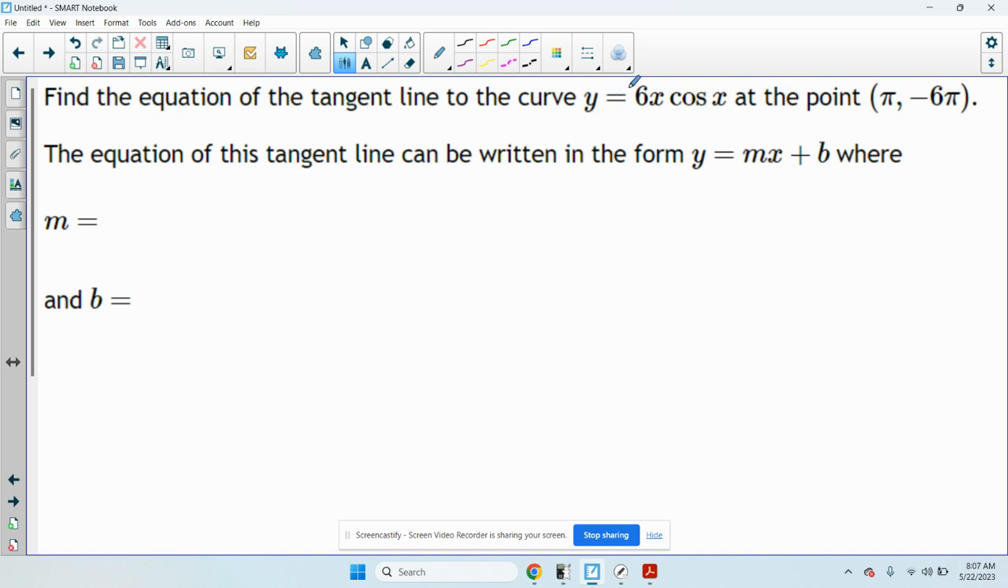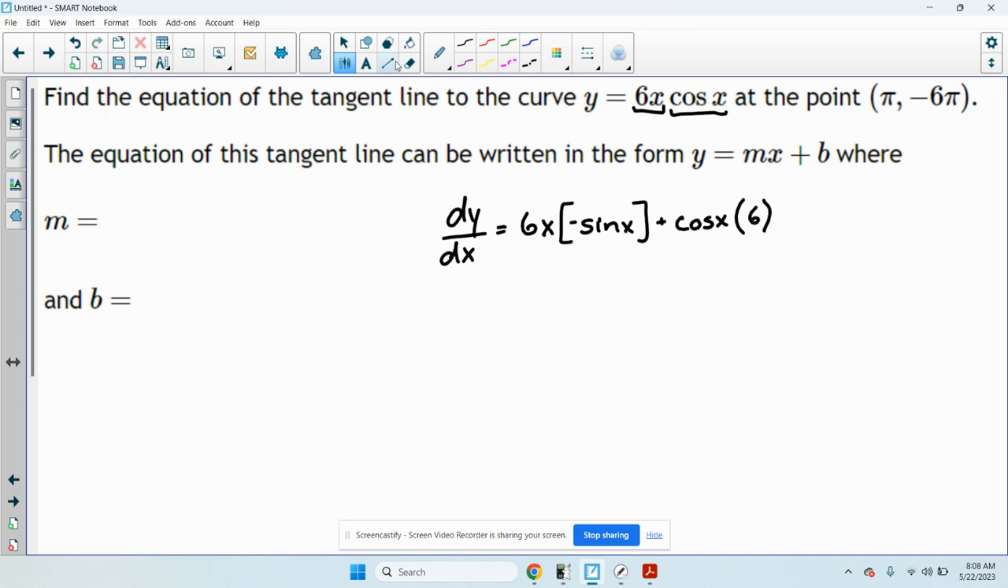So to find the slope, I'm going to take the derivative of this thing. So I end up with dy dx, derivative of y. This is going to require the product rule. I have two things being multiplied, 6x and cosine x. So the product rule is going to say that first times the derivative of the second. Derivative of cosine is negative sine x, plus the second times the derivative of the first.